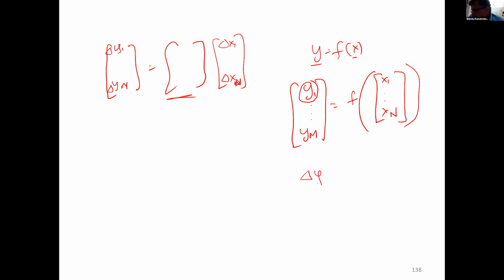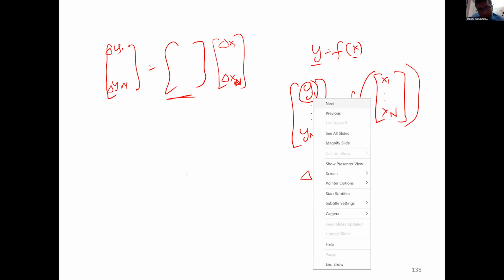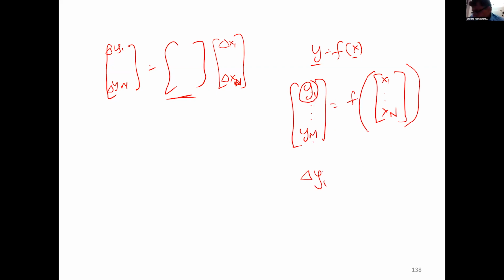What is delta y1? This is in fact m independent functions. The way to think about it is that there are m independent functions, one for each y, right? I can think of x1 through xn, each of these independently affecting y1 through ym, correct? Does this influence diagram make sense to you? Right? So if I just consider y1, the first variable, what is the derivative of y1 with respect to the x's?